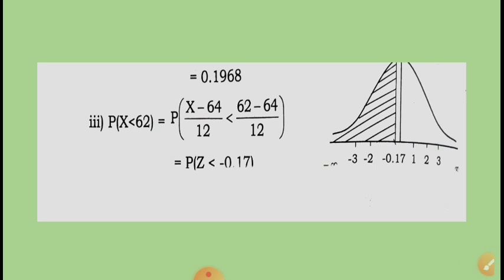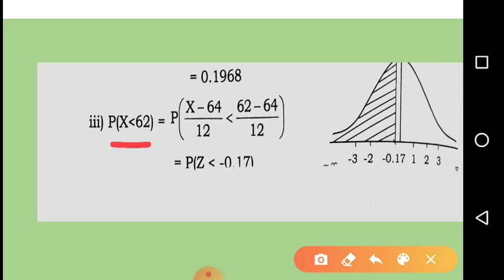Now there is the last condition, students, that is P of x less than 62. Same. Write here P of x, and put that formula, x minus 64 by 12. Then the sign is less than, put less than here. Here there is 62, so in the formula you put 62 minus 64 by 12. We represent it by z. 62 minus 64 by 12, you do, you will get minus 0.17.